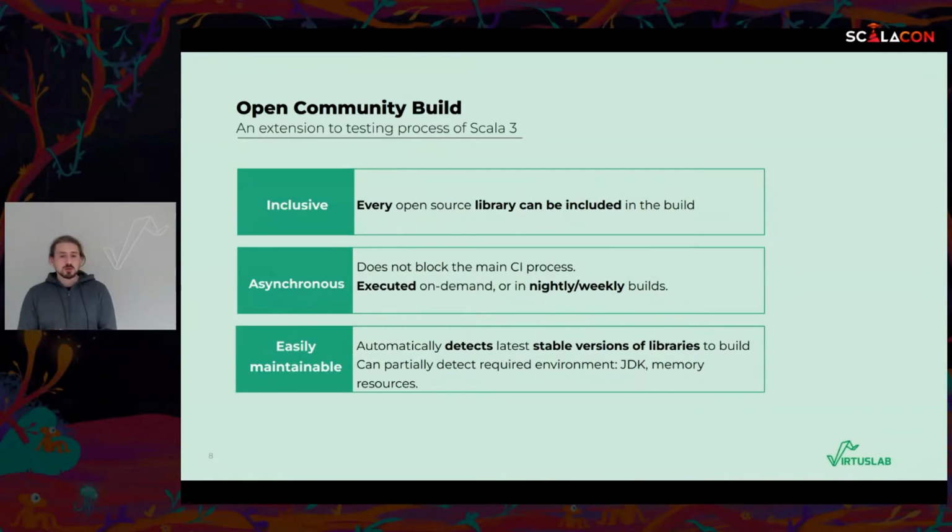Last but not least, we wanted to make it easily maintainable. So, for example, we wanted to automatically detect the latest stable versions of libraries, and especially the revisions, so the commits at which they were released, so we can actually reproduce it and compile at this stable state using the new version of the compiler. Besides that, we also wanted to detect the JDK that should be used, and memory resources, for example how much memory we need to allocate for that given build so it would compile successfully.